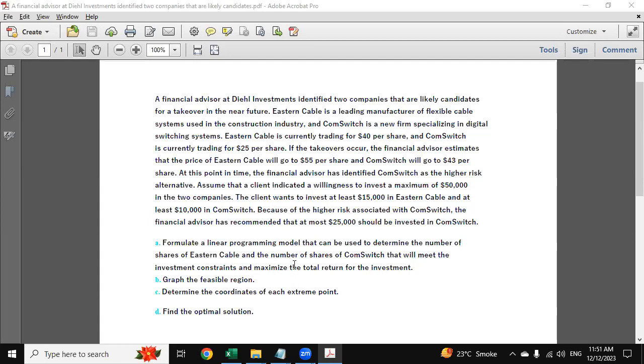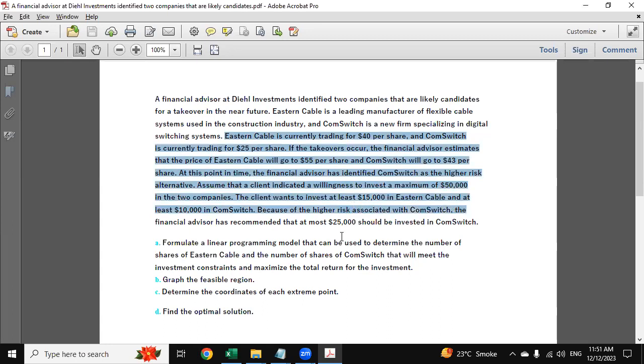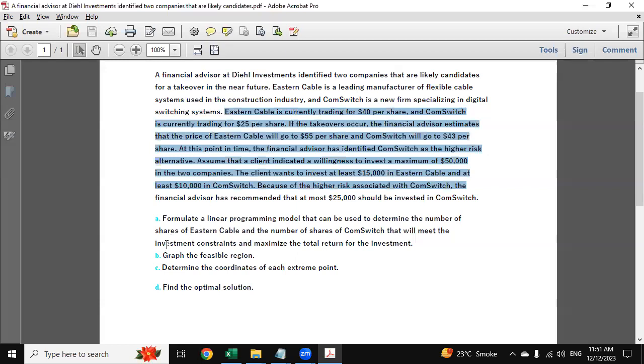So today in this video, we are going to provide the solution for this question. A financial advisor at Diehl Investments identified two companies that are likely candidates for a takeover in the near future. So they have provided some constraints here. These are all the constraints. And in that part, they have used four questions for their subparts.